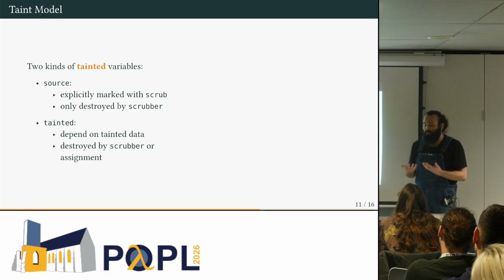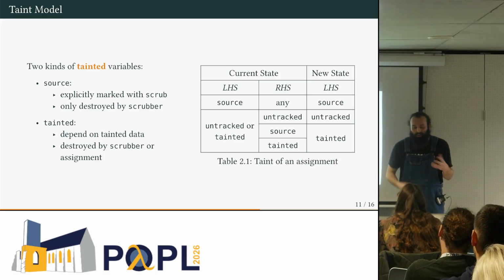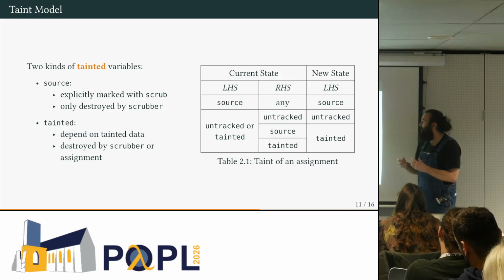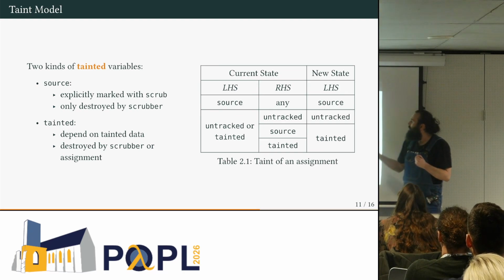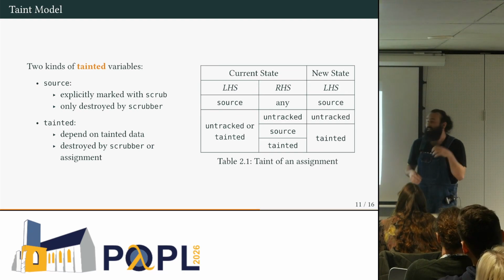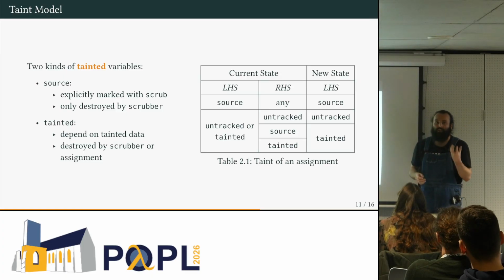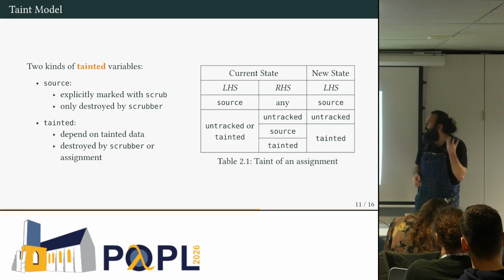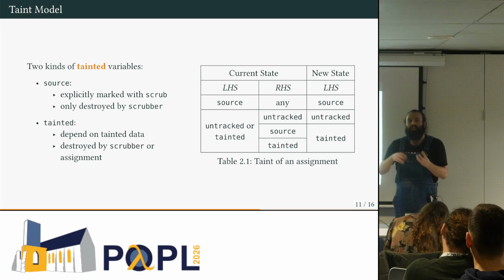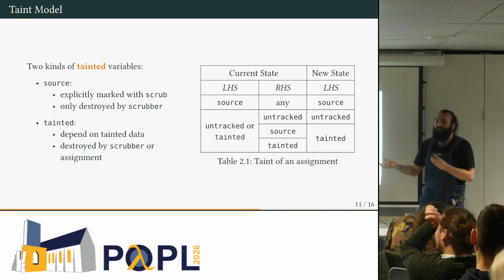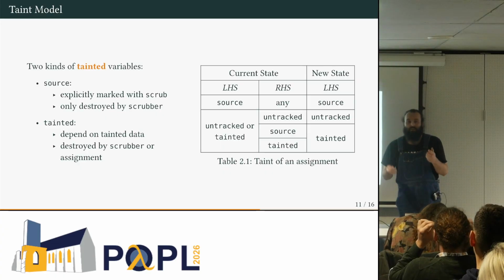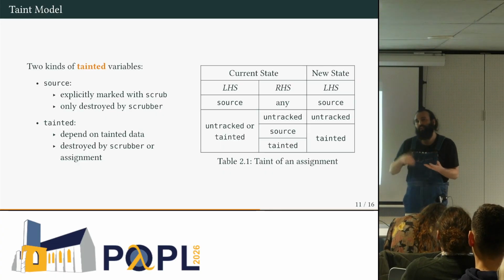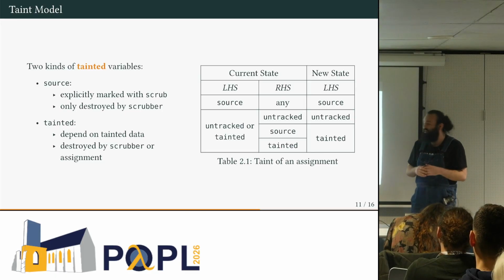Those can be destroyed, so their taint can be destroyed, either by a call to an effective zeroization function, but also by assignment. So here you have a transition table of an assignment, depending on the state of the left-hand side of the assignment and the right-hand side of the assignment. If the left-hand side of the assignment is in the state source, so if it's a variable marked with the scrub attribute, then we don't really care what's on the right-hand part. The new state of the LHS will remain a source. But if it's untracked or tainted, we will look at what's on the right-hand part, and this will define the new state for the left-hand side.